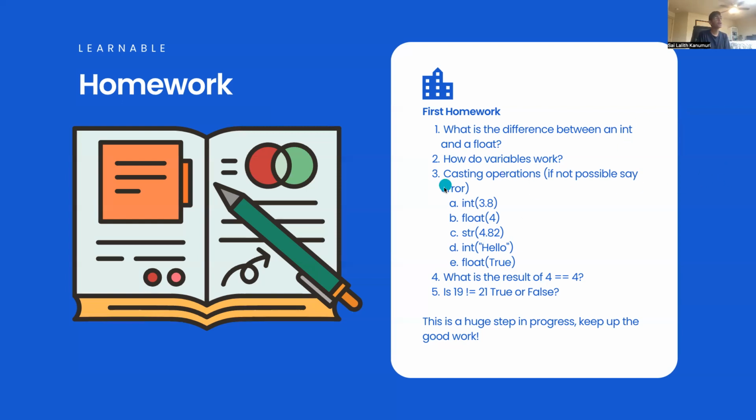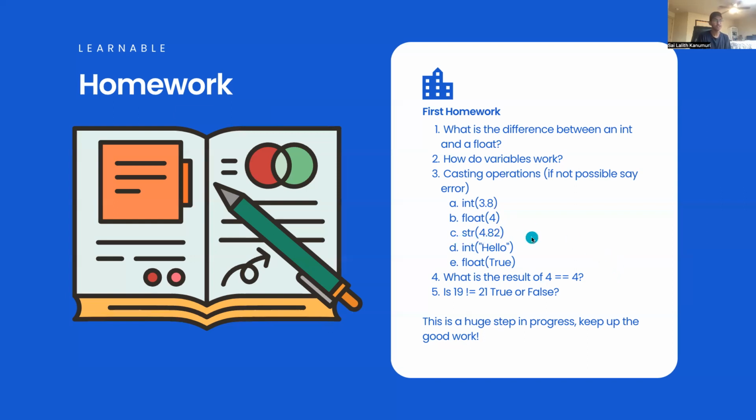For the third problem, we'll be doing casting operations. If not possible, say error. So int of 3.8, hopefully you said 3 there because it's a floor function, so it rounds down always. Float of 4, this is basically converting the integer 4 into a float, and that will be 4.0, as it will just be adding a decimal value after it.